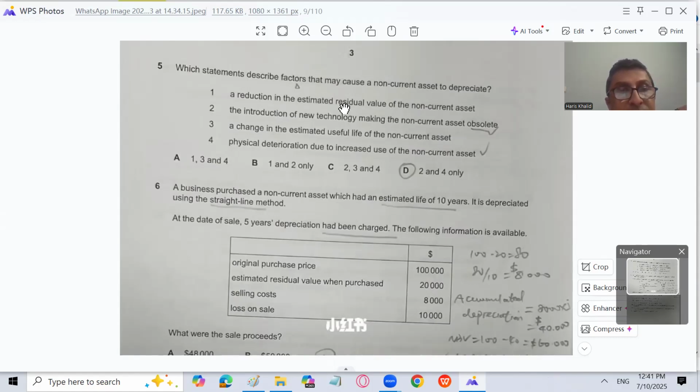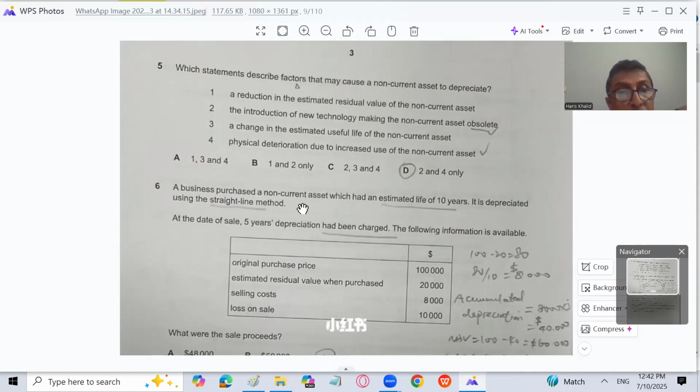A reduction in the estimated residual value of the non-current asset; the introduction of new technology making the non-current asset obsolete. You know that obsolescence is basically a cause of depreciation, because that's what the question is basically requiring us. So introduction of new technology making the non-current asset obsolete, it is a cause. A change in the estimated useful life of the non-current asset. No, useful life doesn't make any sense. Physical deterioration due to increased use of the non-current asset, that is also a cause of depreciation. Physical deterioration and obsolescence. So 2 and 4 is the answer. So D is the answer.